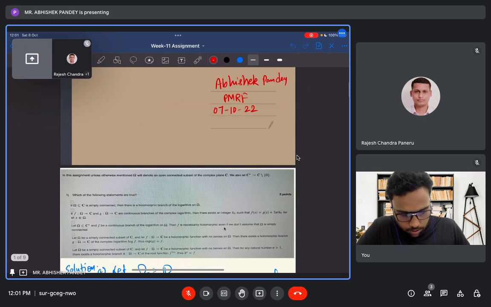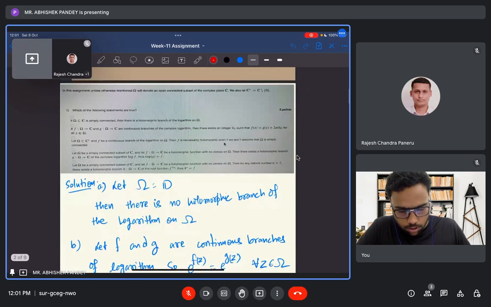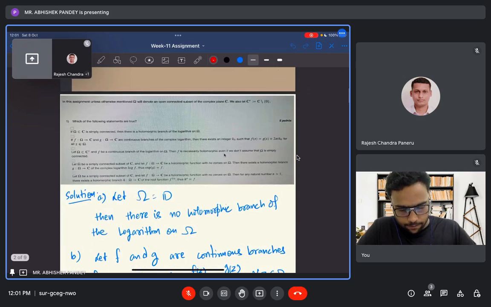So let's start. This is the first question. Basically it is based on the logarithm, the branch of the logarithm. The first question is: if omega, a subset of C, is simply connected, then there exists a holomorphic branch of the logarithm.